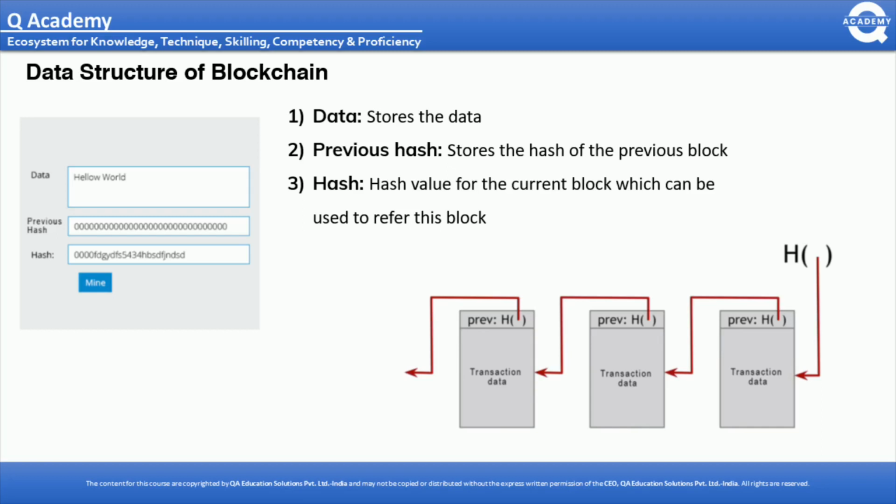As far as the user is concerned, the data field is the most important thing. The actual data, like transaction details, asset details, etc., are stored in this field. Previous hash will store the hash value of the previous block. Consider it as a link to the previous block. The blocks are connected through this value.